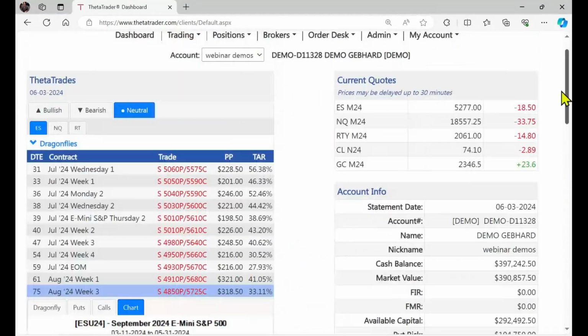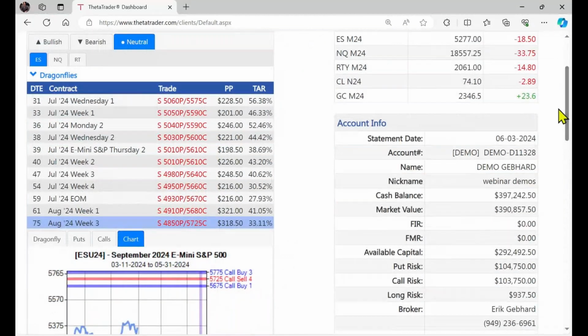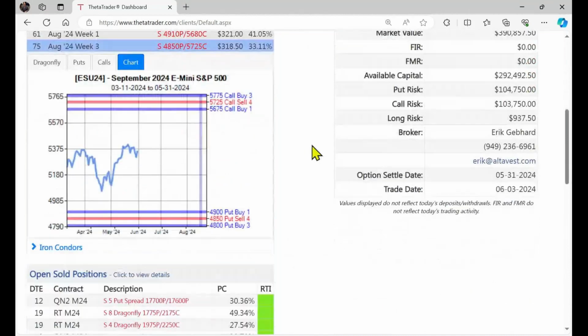So here we go. This is ThetaTrader. You can see all the different theta trades available every day, whether you're bullish or bearish or have a non-directional bias or outlook about what's going to happen. We're looking at the E-mini S&P 500, NASDAQ 100, and Russell 2000. I thought we'd look at some dragonflies here on the S&P 500. I'm going to focus on this one.